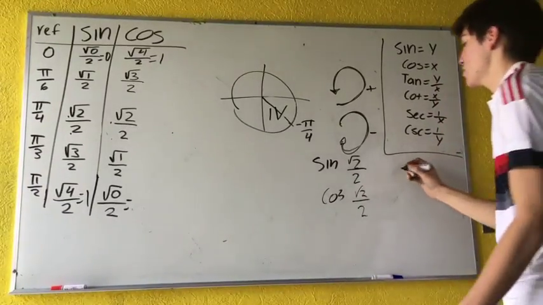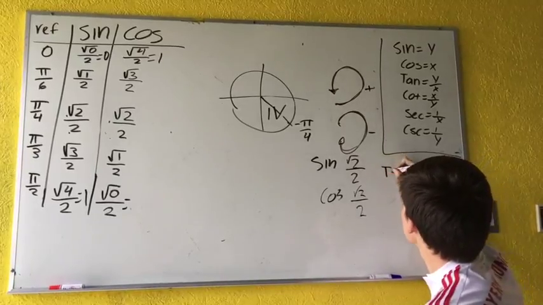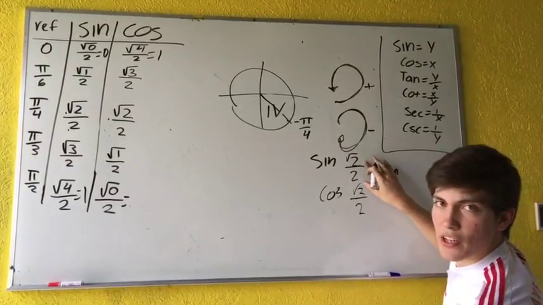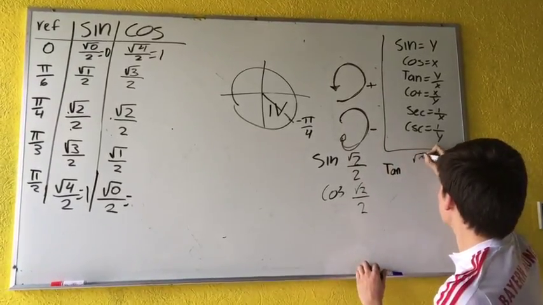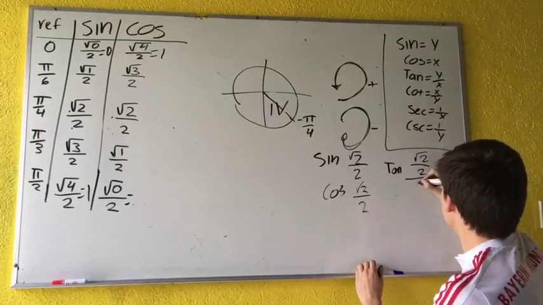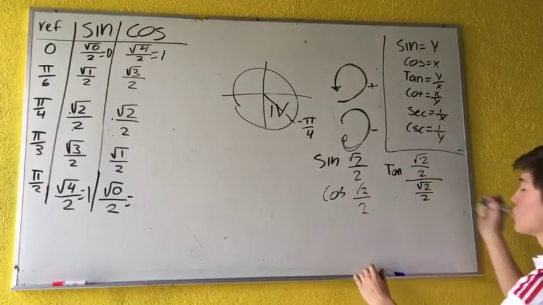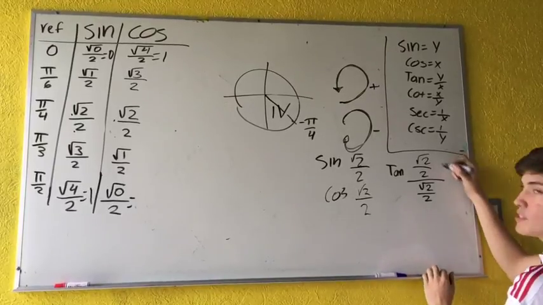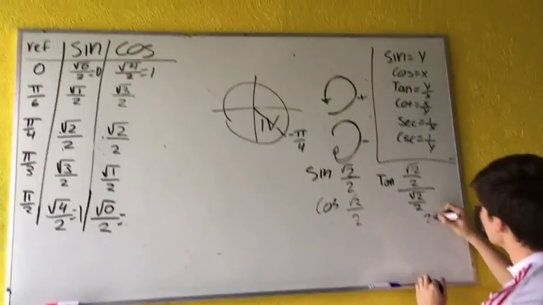Let's find out the tangent. The tangent is going to be sine over cosine. So root square of 2 over 2 divided by root square of 2 over 2. So using the sandwich law, it's going to be 2.